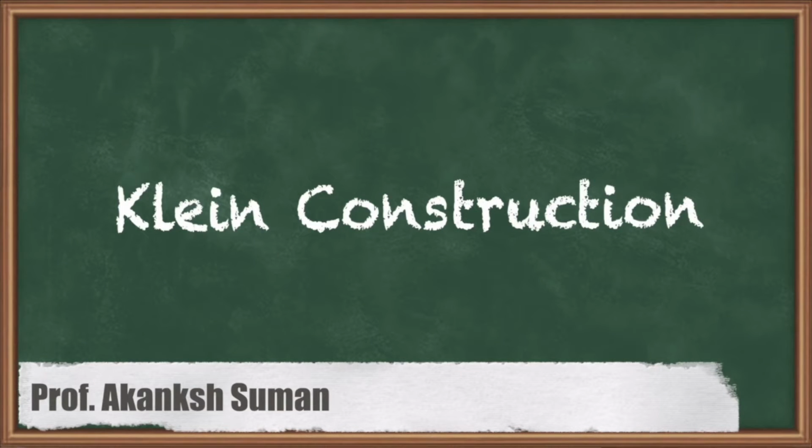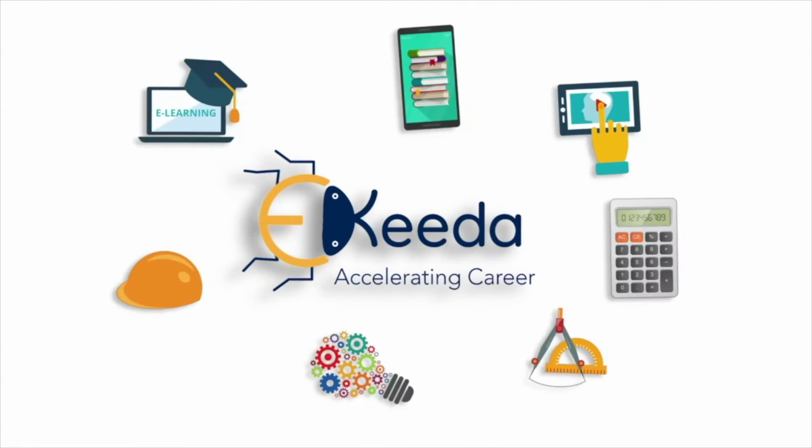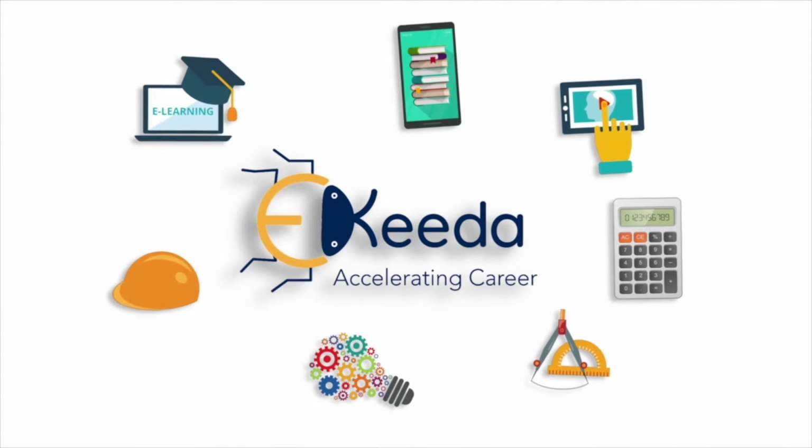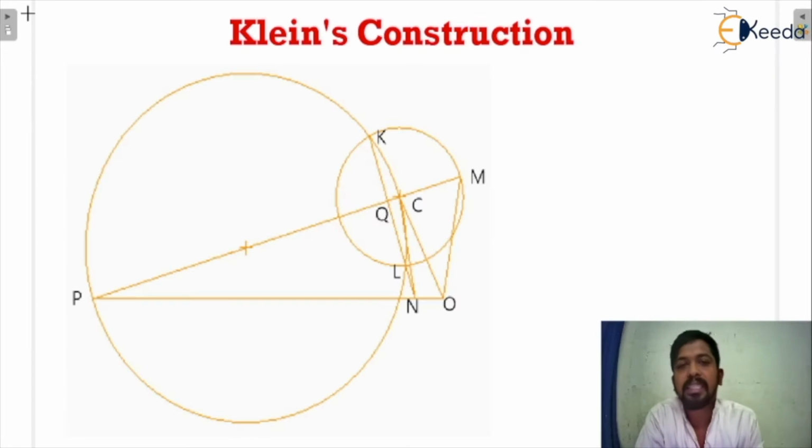Now we are going to start the discussion on the Klein's construction. Okay, what is Klein's construction? Basically, it is generally used to find out the acceleration, but it is only applied in single slider crank mechanisms.